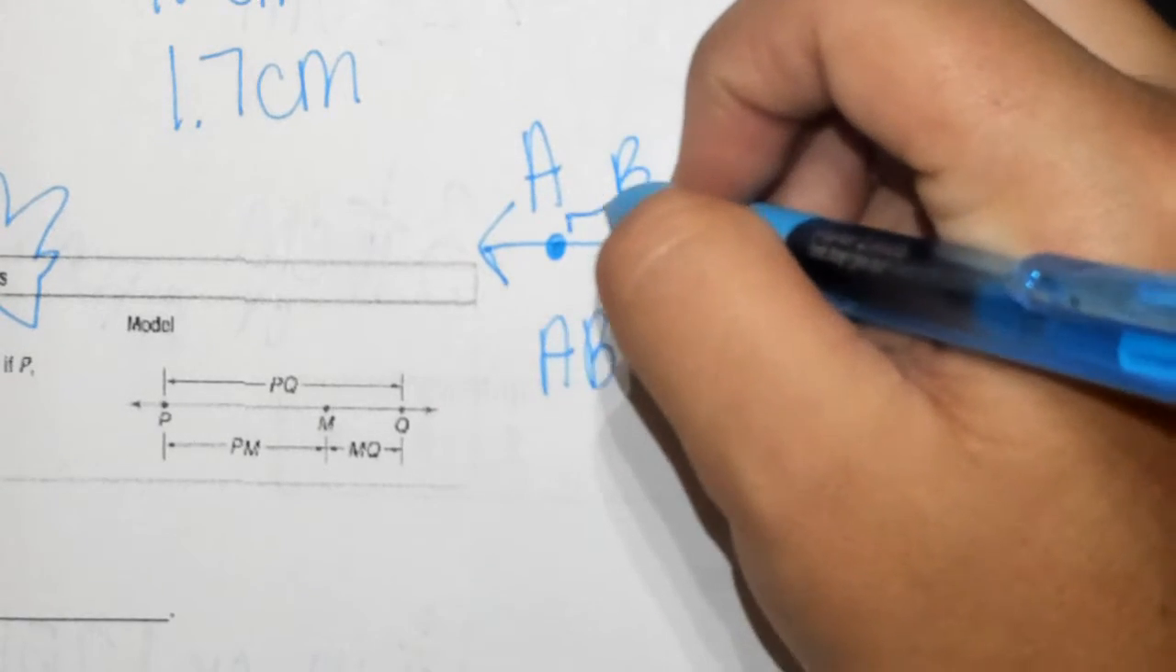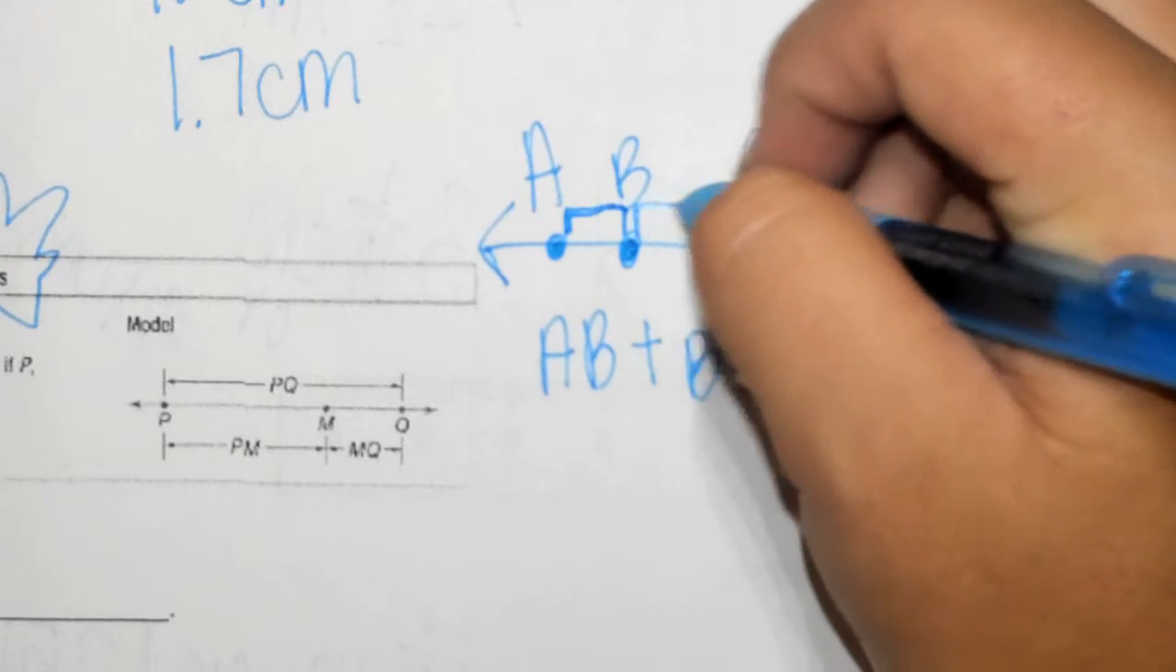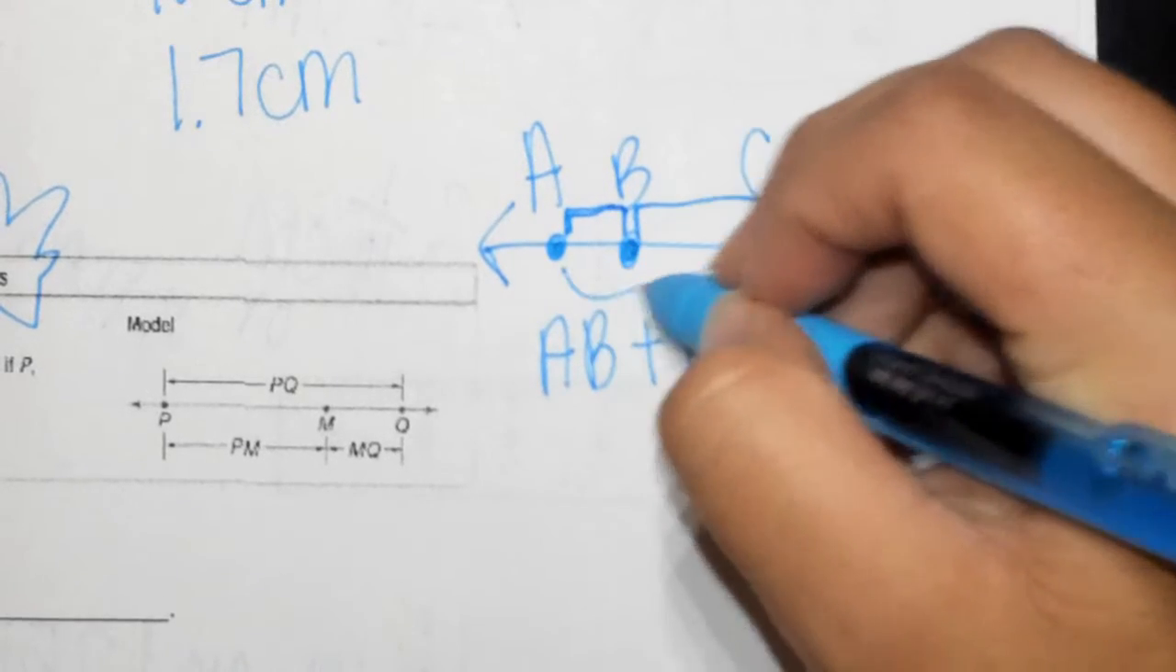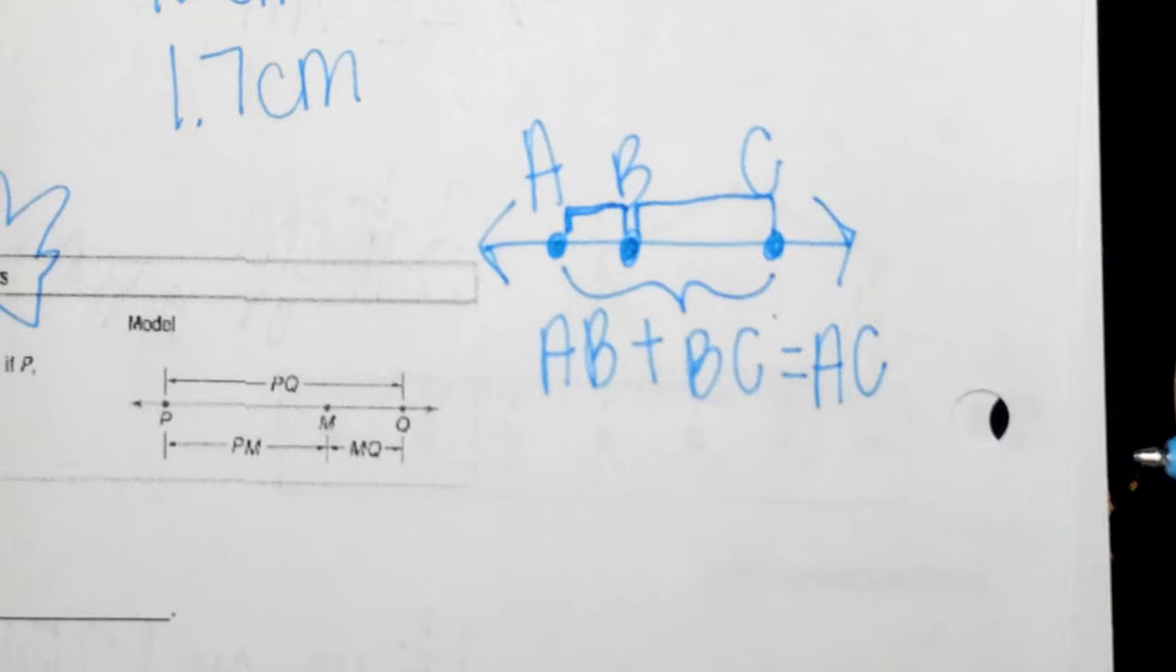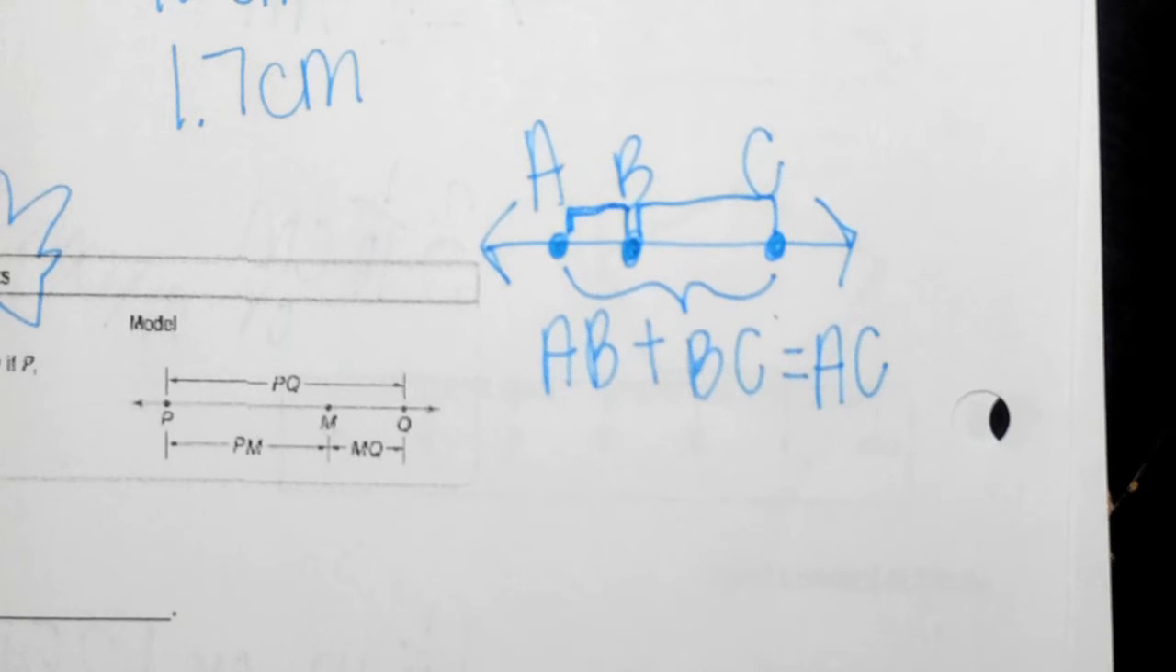If you add AB and you add BC, what does it give you? The whole piece. Half of a Snickers plus half of a Snickers is how many Snickers? 1 whole, right? A third of a Twix plus 2/3 of a Twix is how many Twix? 1 whole.